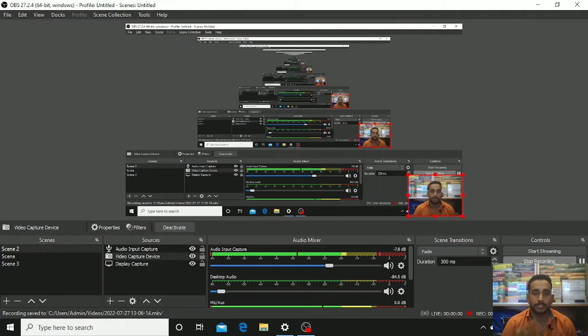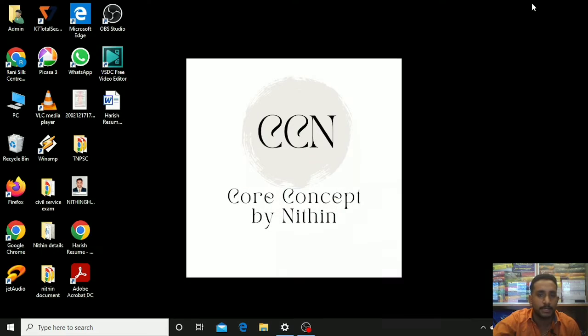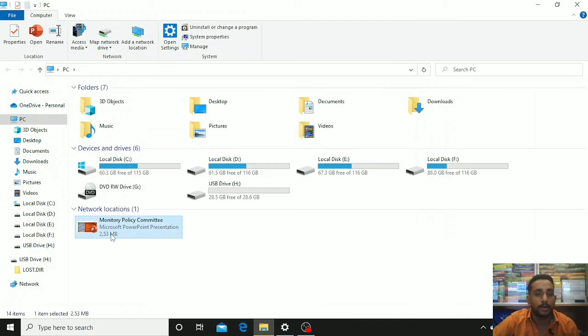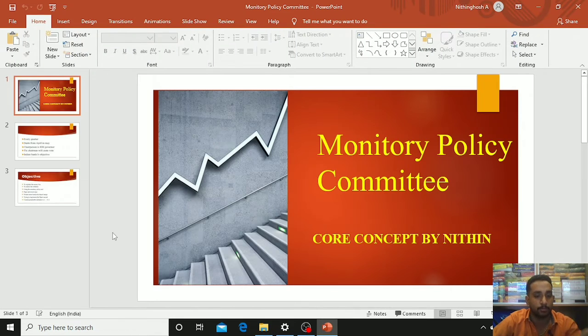Today we are going to discuss a very essential topic in the economy, which is called the Monetary Policy Committee. Last class we discussed an important tool, which is repo and reverse repo. We were able to grasp some idea about the repo and reverse repo, right?